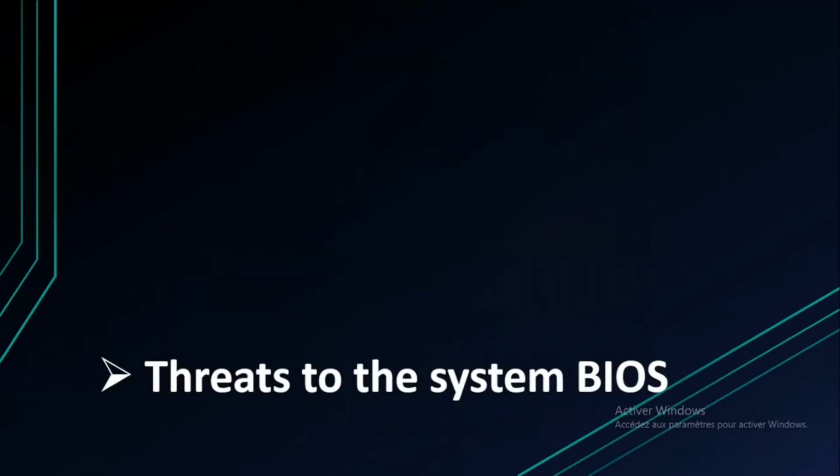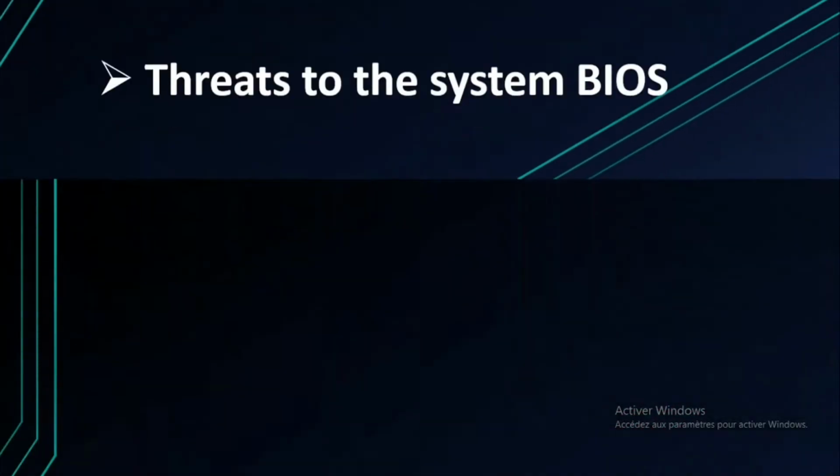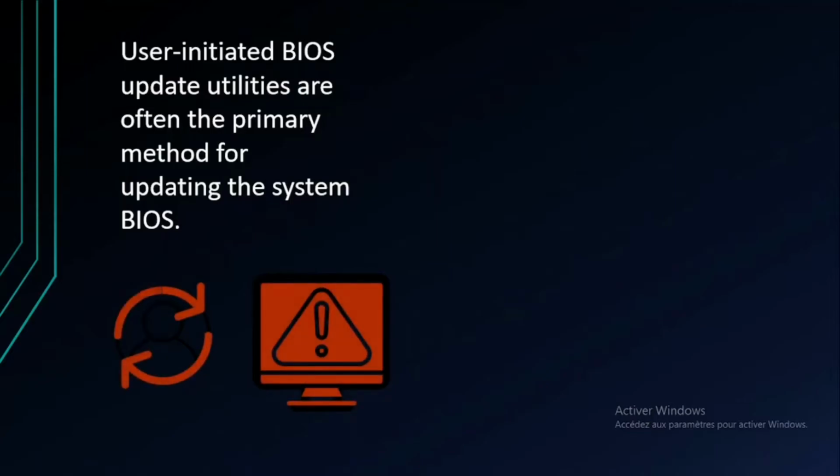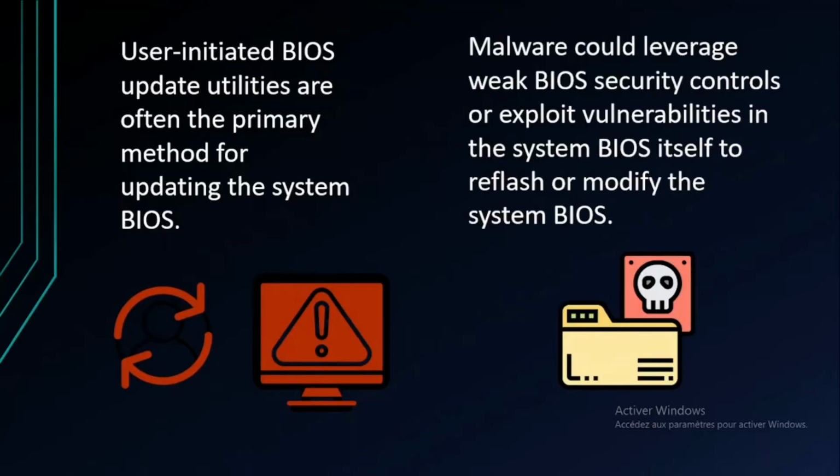There are a number of threats to the integrity of the system BIOS during the system lifetime. One of the most difficult threats to prevent is a user-initiated installation of a malicious system BIOS. User-initiated BIOS update utilities are often the primary method for updating the system BIOS. Malware could leverage weak BIOS security control or exploit vulnerabilities in the system BIOS itself to reflash or modify the system BIOS. General-purpose malicious software is unlikely to include this functionality, but a targeted attack on an organization could be directed toward an organization's standard system BIOS.